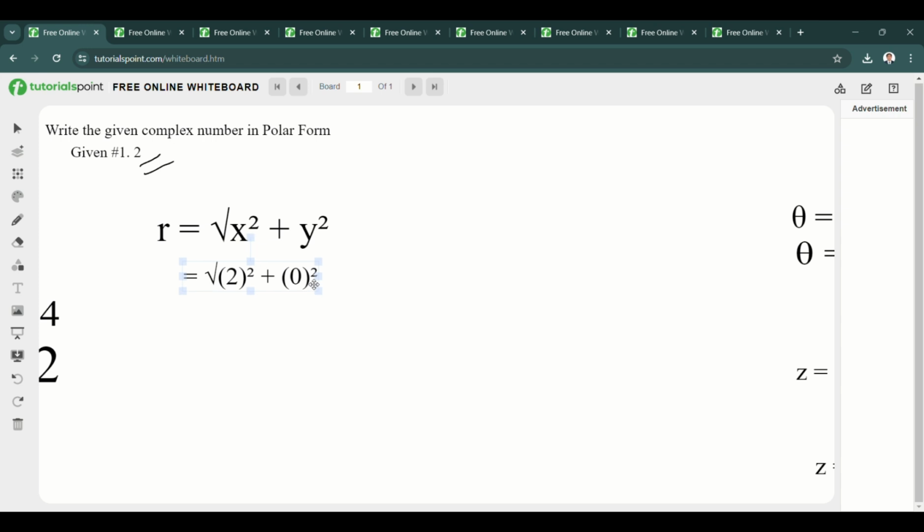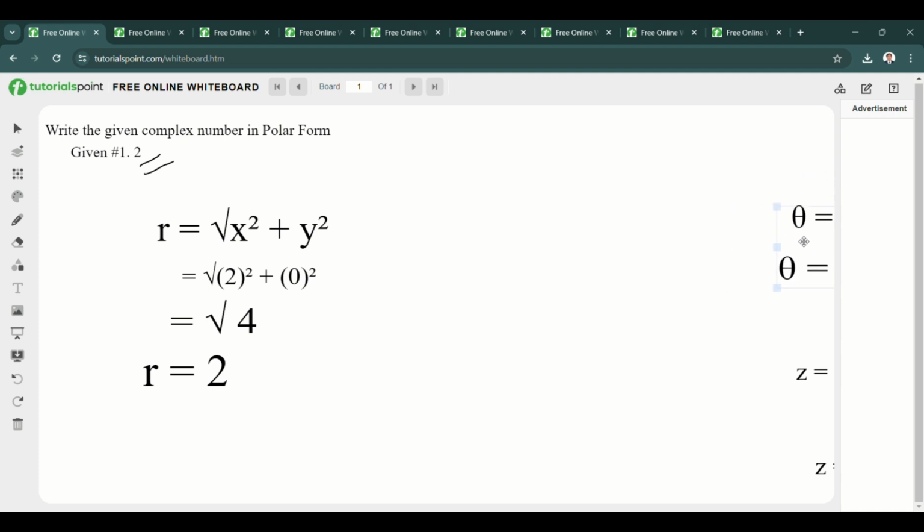So substituting the value, you will have the square root of 2 raised to 2 plus 0 raised to 2, because there is no imaginary number, so this will be equivalent to 0. Then evaluating the equation, we will have the square root of 4. Then the square root of 4 will be our value for r, which is 2.